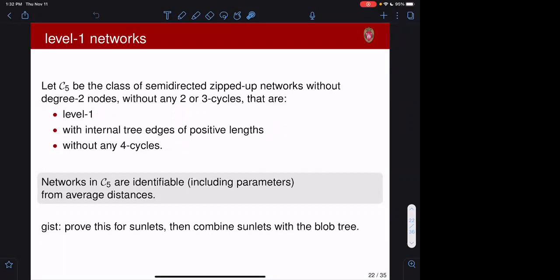And then we showed that if our network is in this class, then the network is identifiable from average distances. So completely, including the parameters, the gammas and the branch lengths. So that's nice. And the gist to prove this is to prove it for sunlets. And then because we have the blob tree, put everything together.